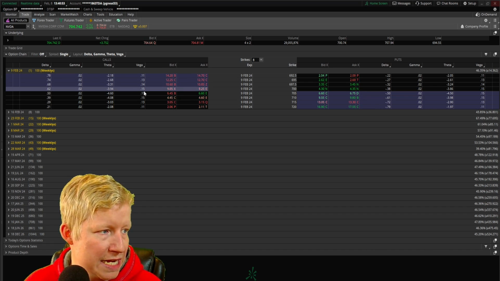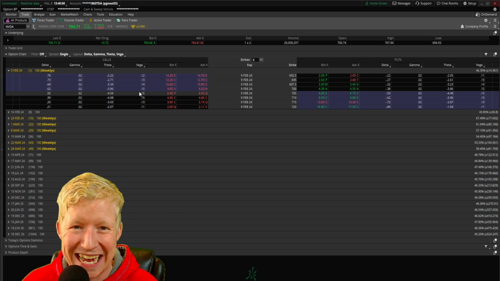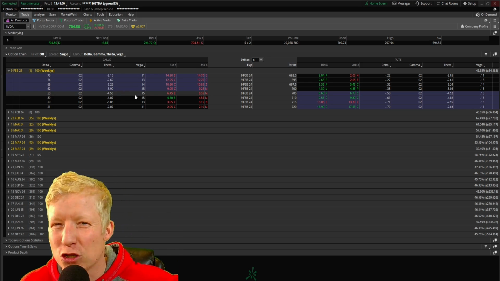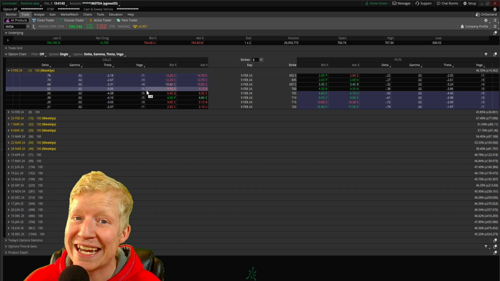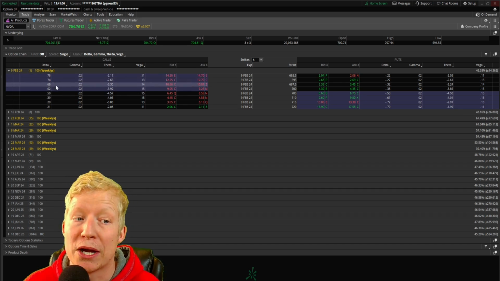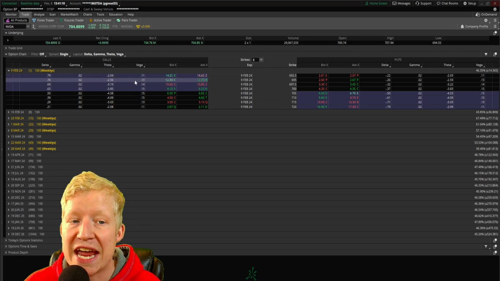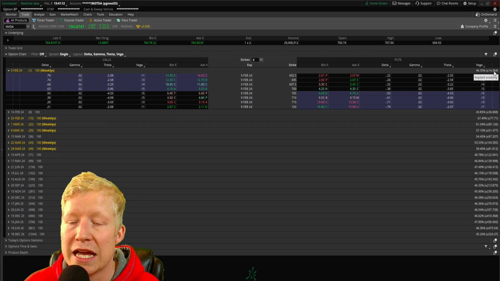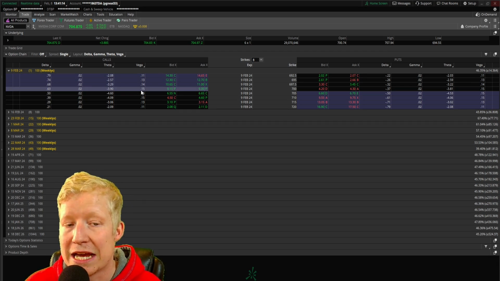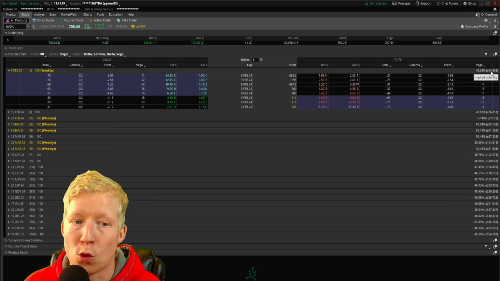Vega is the... sorry, I know what this is. Vega, much like Delta, is the amount that the option will change, but instead of Delta being based off of the underlying price, Vega is based off of the implied volatility. So Vega is the amount that the option will change if the implied volatility raises or lowers a point.